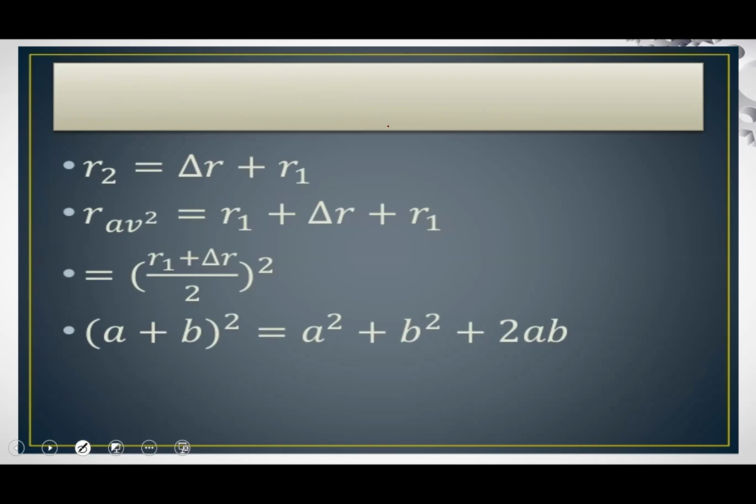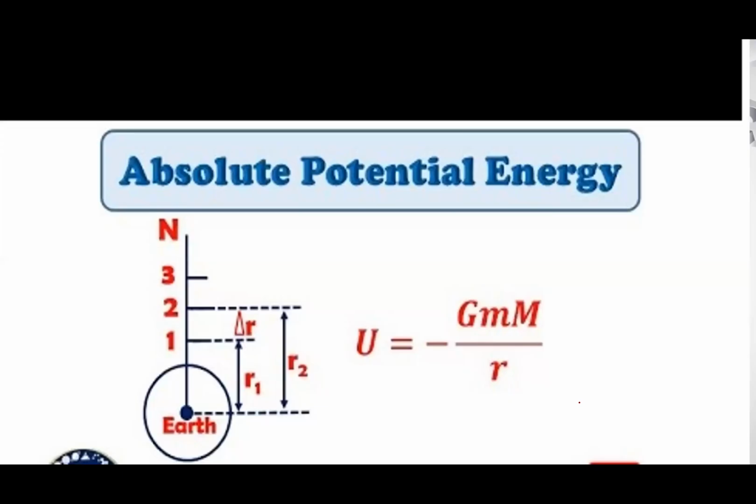Remember these two equations: del R is equal to R2 minus R1 and R average is equal to R1 plus R2 divided by 2. I will explain these two equations next. Now remember, A plus B whole square is equal to the square of the first term, plus the square of the second term, plus 2 into first term into second term.